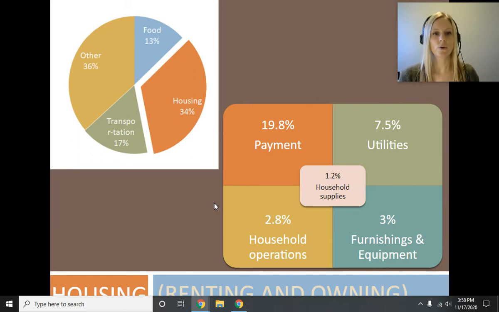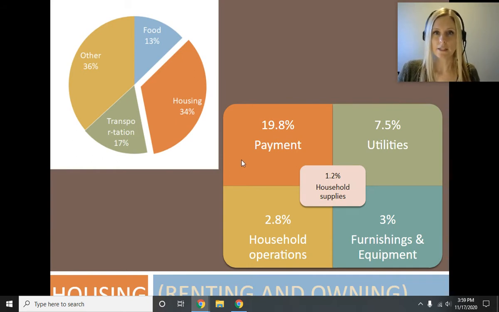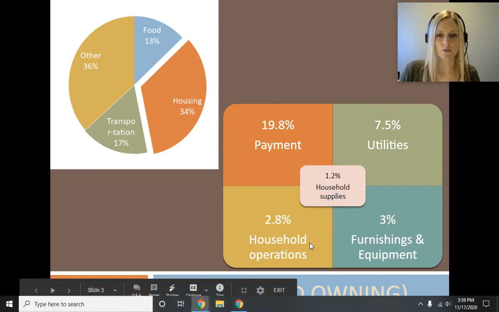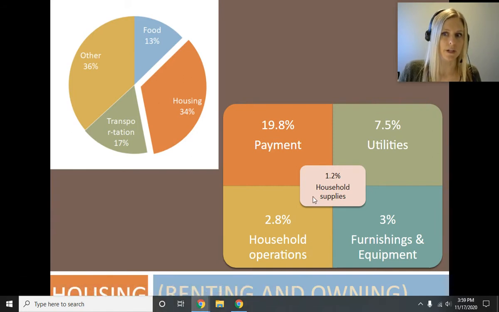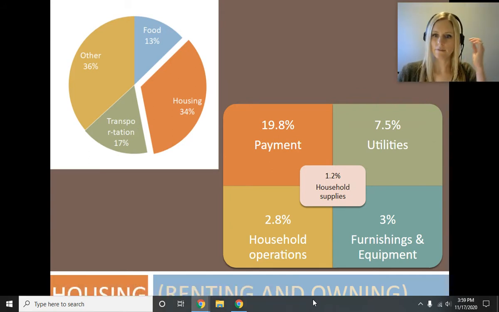Specifically, housing comprises about 34% of the average person's normal expenditures. Side note, household housing is divided further into payments for the housing, like your rent payment or your mortgage payment, utilities, furniture, other equipment, household operations, and household supplies. So all of those together are what we're talking about with housing, not just the house payments itself.